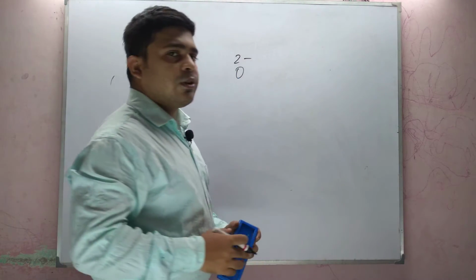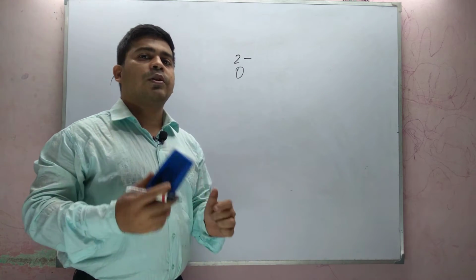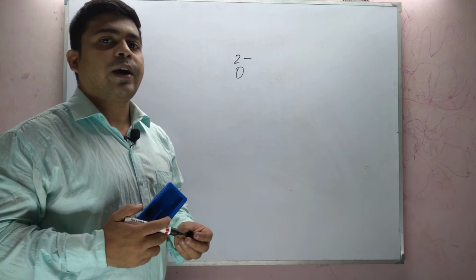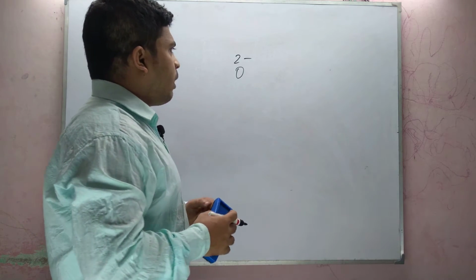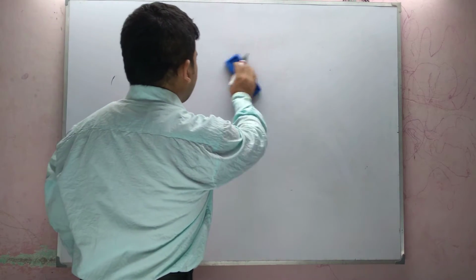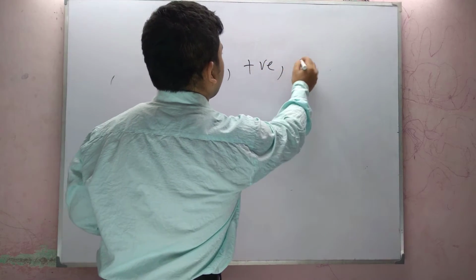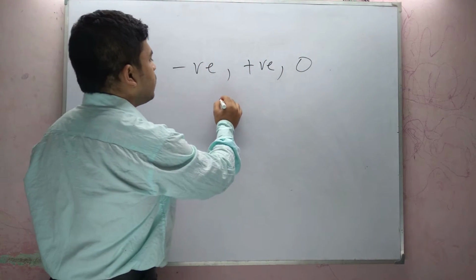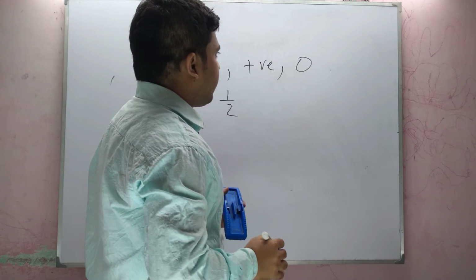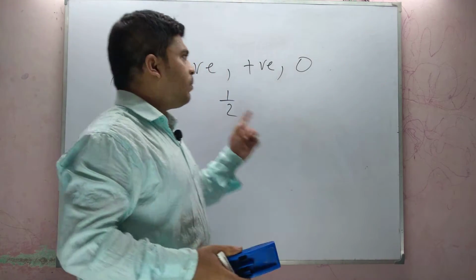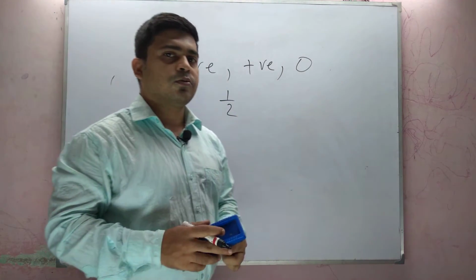This is the oxidation state of oxygen, and the oxidation state concept is a better concept for defining the combining capacity of an element. Oxidation number can be a negative value, a positive value, a zero value, or a fractional value.